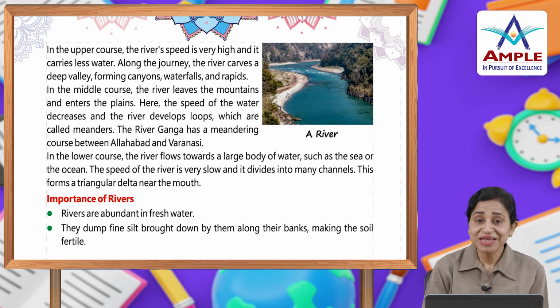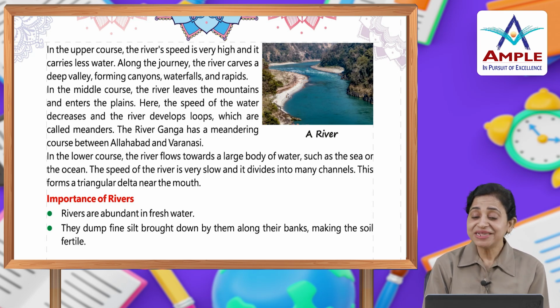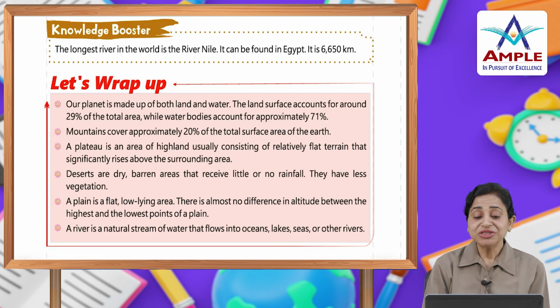अब नदियों की क्या अहमियत है? Importance of rivers. Rivers are abundant in fresh water. They deposit fine silt brought down by them along their banks, making the soil fertile. Knowledge booster बच्चों. The longest river in the world is the river Nile and it can be found in Egypt. It is 6,650 kilometers. Let's wrap up बच्चों now.